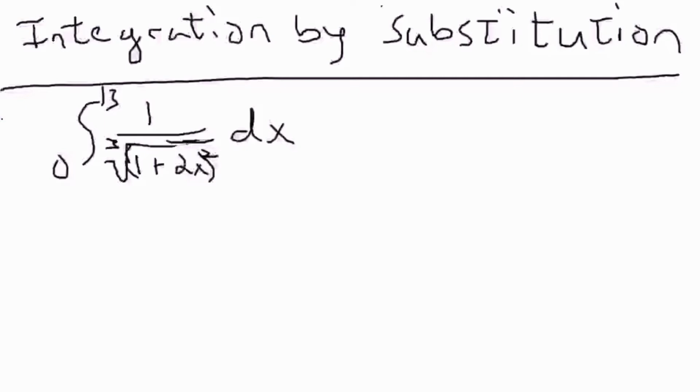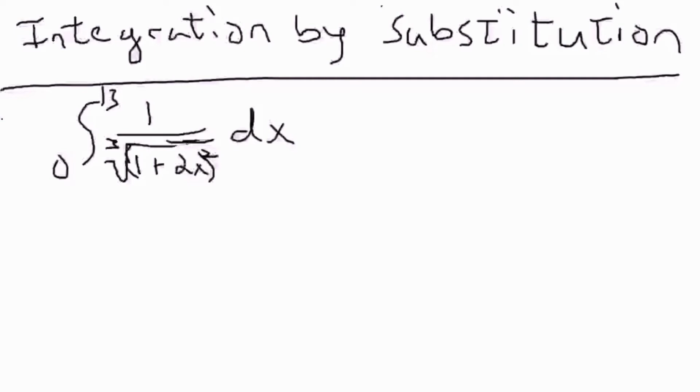So in this problem, we have the integral of 1 over the cube root of (1 plus 2x) squared. We're integrating that from 0, our lower bound, to our upper bound of 13. Now, looking at this integral, I can't just apply any quick rule and do it. No simple steps I can use. So I have to use substitution.